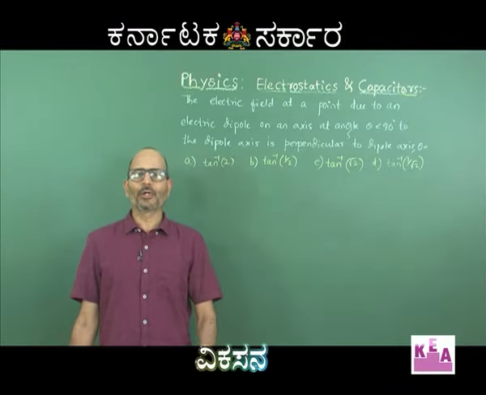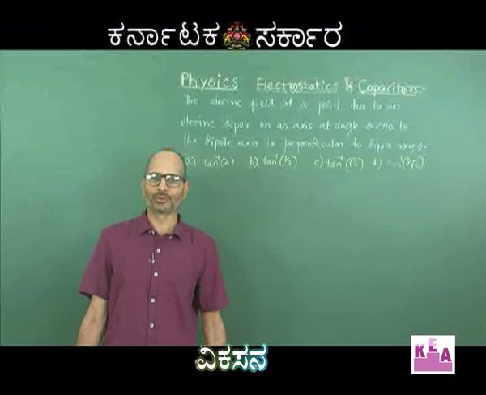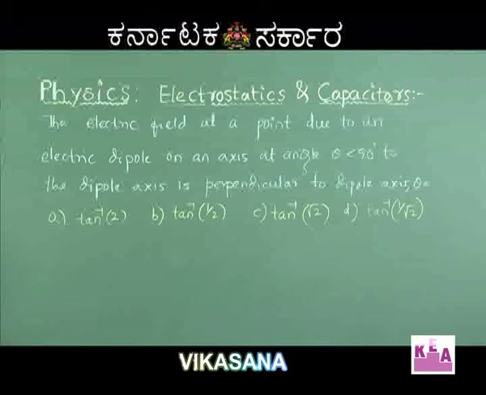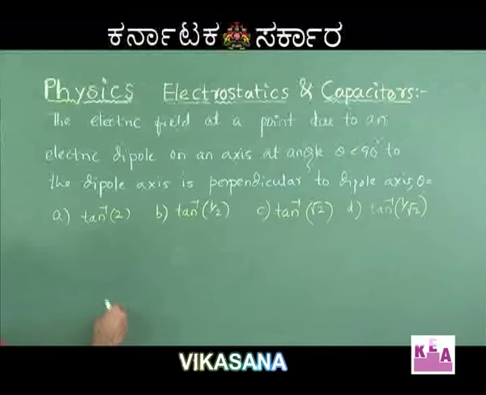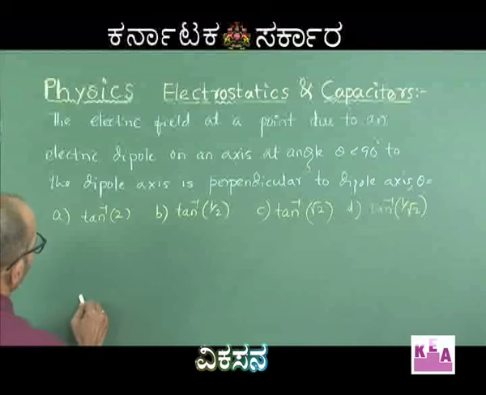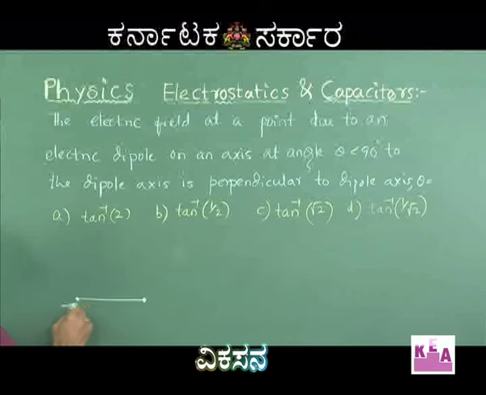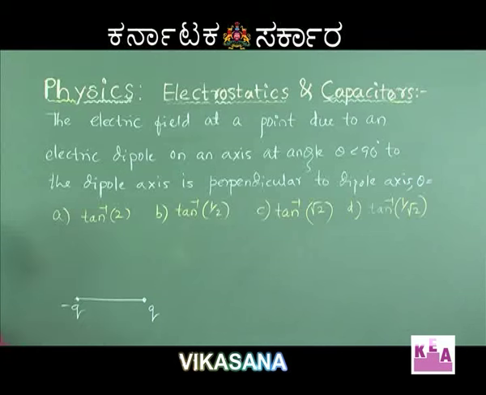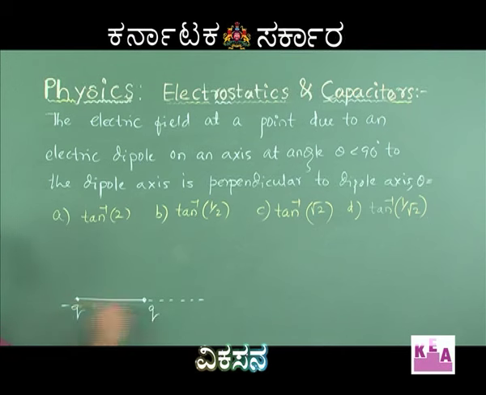So, here is one more problem on dipole and the electric field due to the dipole. So, let us read it. The electric field at a point due to an electric dipole, on an axis at an angle theta, of course less than 90, to the dipole axis is perpendicular to the dipole axis. What is theta? So, what he means here is, this is the dipole. You can say this is minus q charge and this is plus q charge, and the dipole moment is from negative charge to positive charge. So, you can say this is the dipole axis, and inclined at an angle theta less than 90 to the dipole axis, he has taken a point.